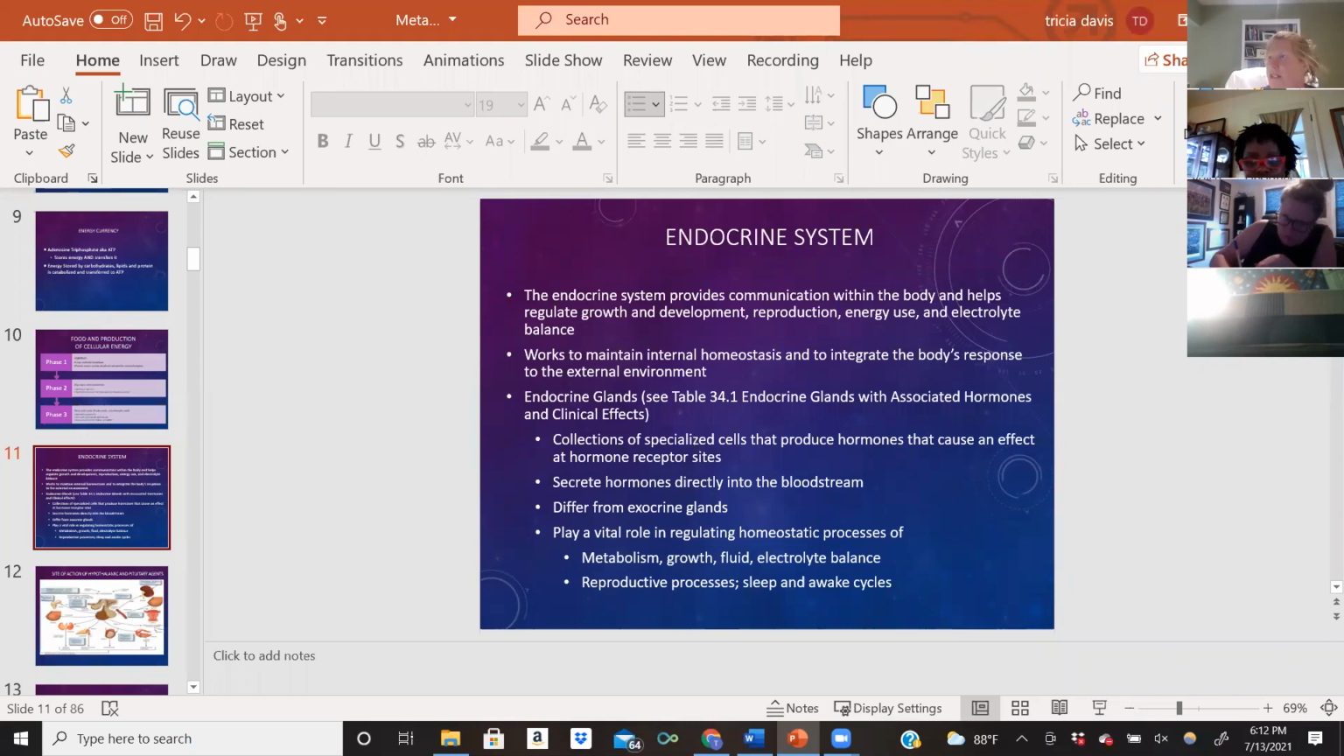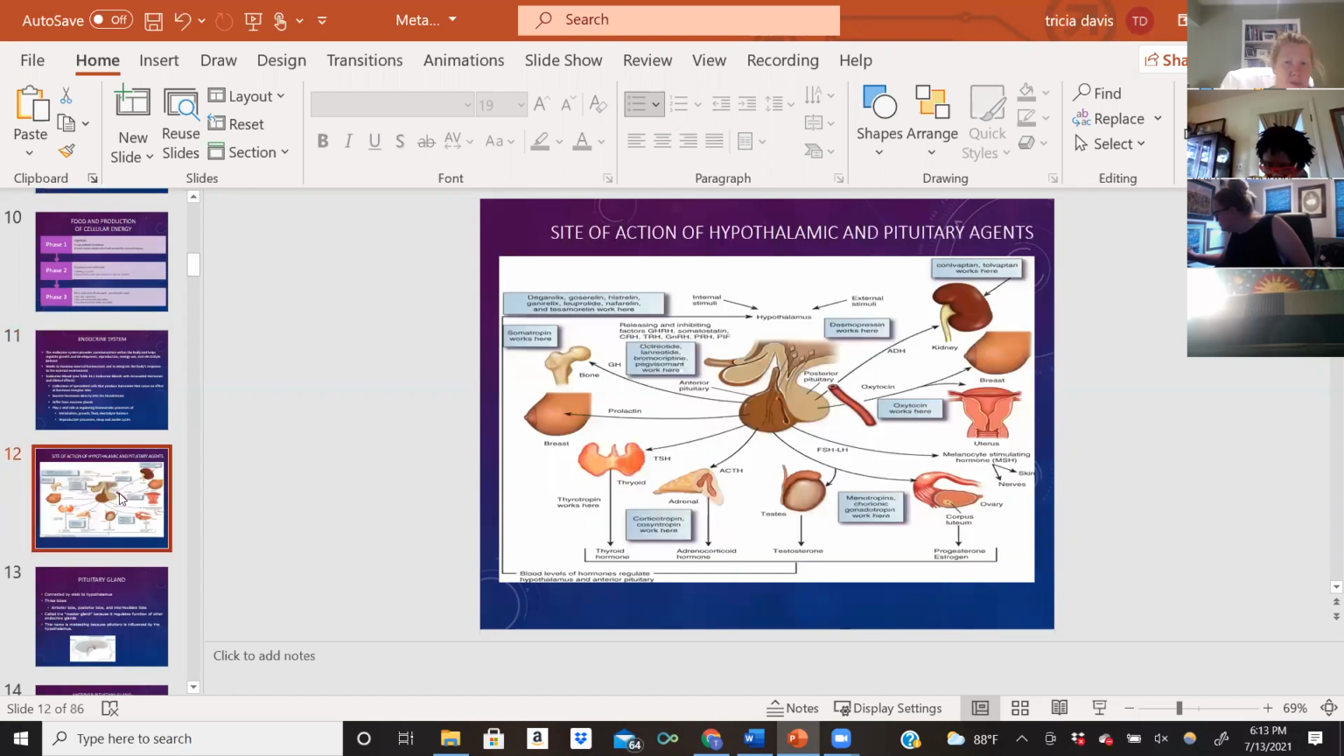Endocrine hormones are different than exocrine glands. They play a vital role in regulating our homeostatic processes. So we said it maintains our fluid and electrolytes, so our sodium, our potassium, calcium, all of those, our urine output, our fluid intake, growth, metabolism. It helps with our sleep-wake cycles, and also there are hormones that make up our reproductive processes. We're going to talk about them a little bit more in detail.